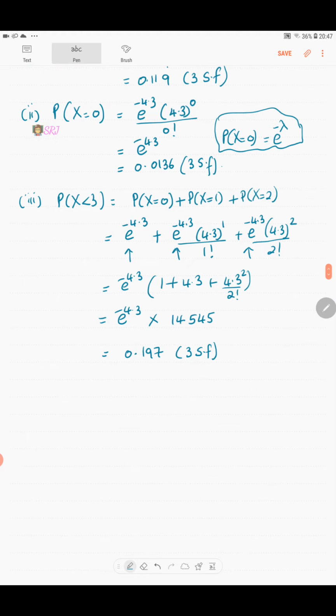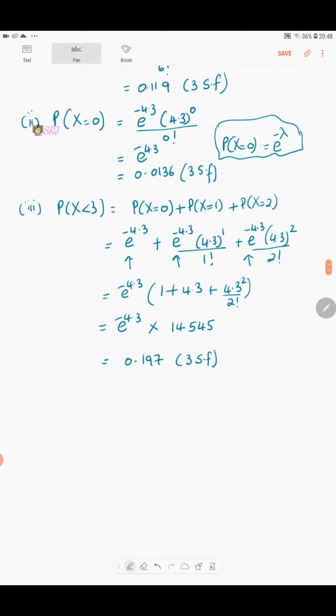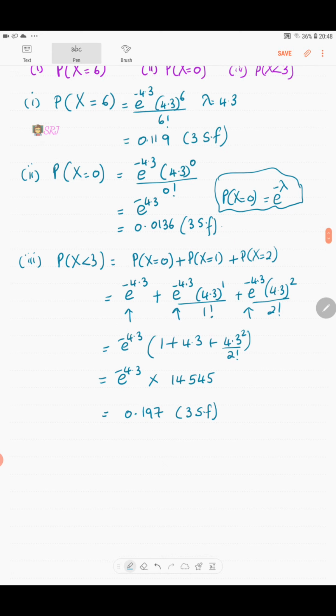So when we have several probabilities to calculate, I repeat, it is better to take e power minus lambda common. And then we calculate inside the bracket, and then at the end we multiply by e power minus lambda, here lambda being 4.3. And for probability X is equal to 0, it's just e power minus lambda.